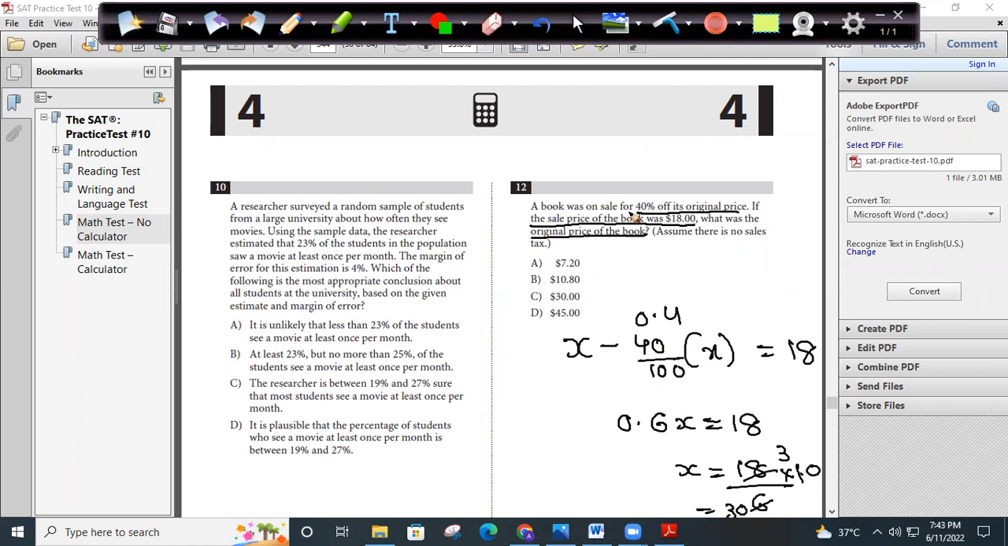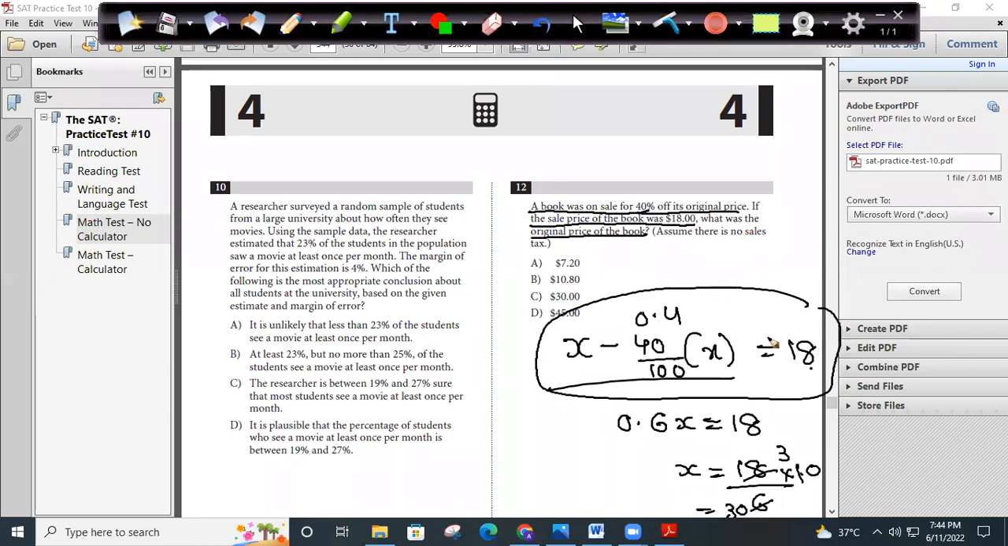A book was on sale for 40% of the original price. So X minus 40% of X is equal to 18. Such a simple question. You just need to frame this equation. The moment you frame this equation, 40% is 0.4x. So x minus 0.4x is 0.6x. So 0.6x is 18. X is equal to 18 by 0.6, which is $30. Simple questions. We should not make mistakes.